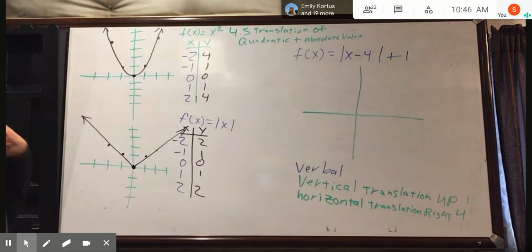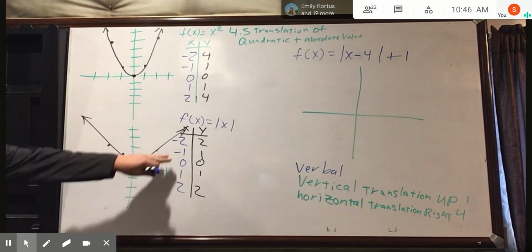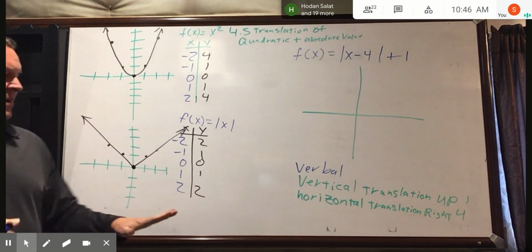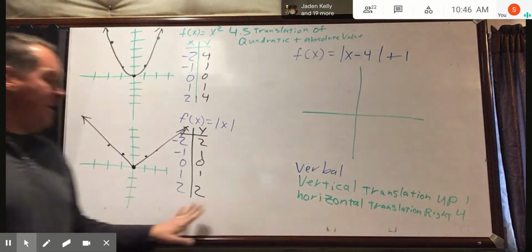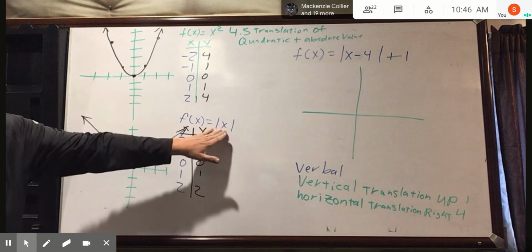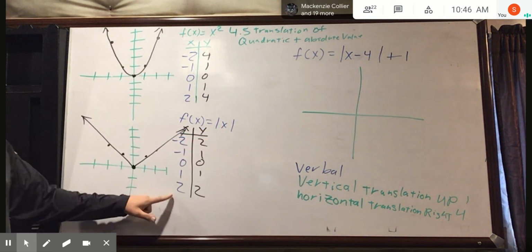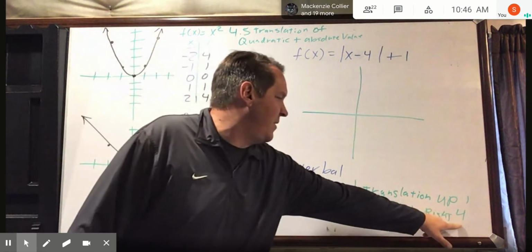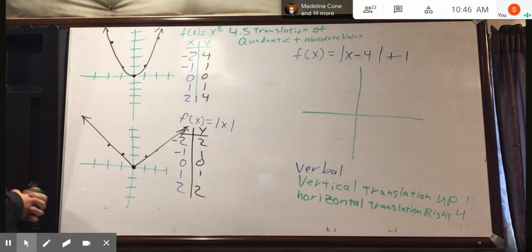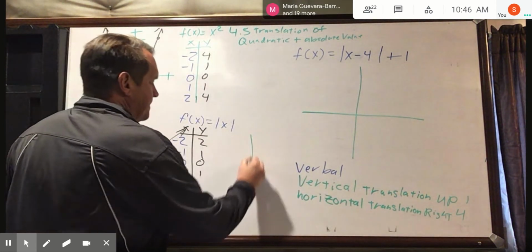So last time I did the graph first. This time I'm going to do the table first. Let's see if we can figure out what we need to do to our x and y values for the absolute value. We're not doing this one. We're doing the absolute value this time. What do I need to do to move my x values right 4? What do I need to do to make the new table, everything going right 4?